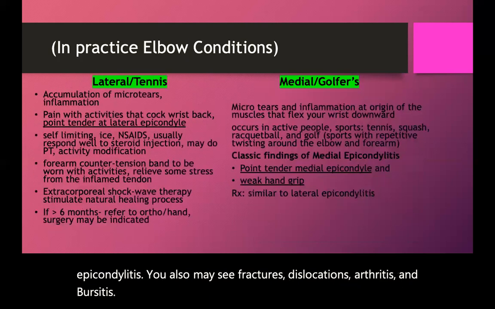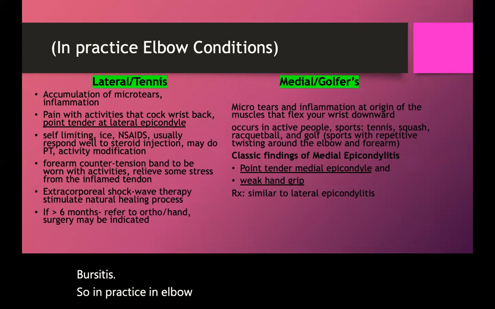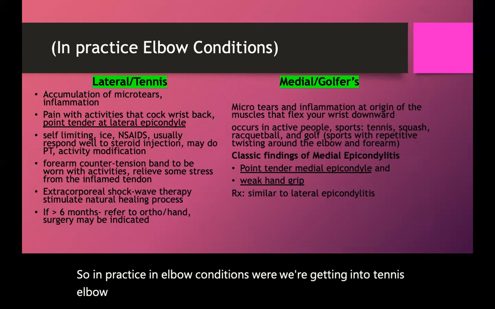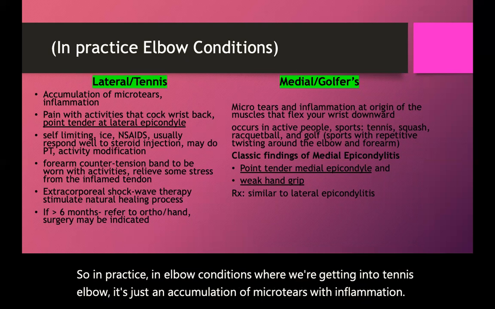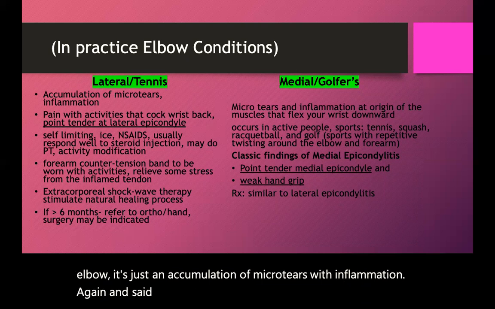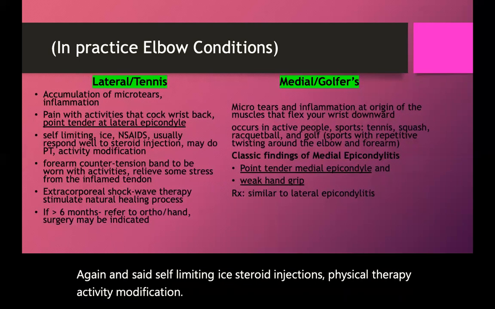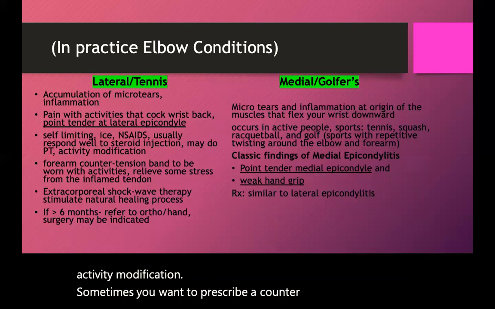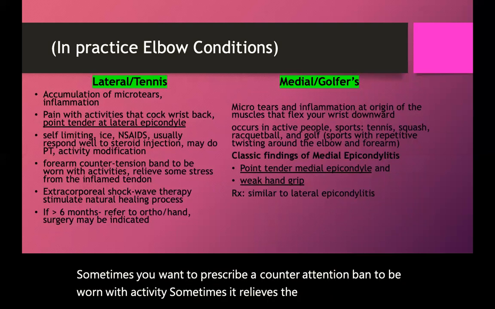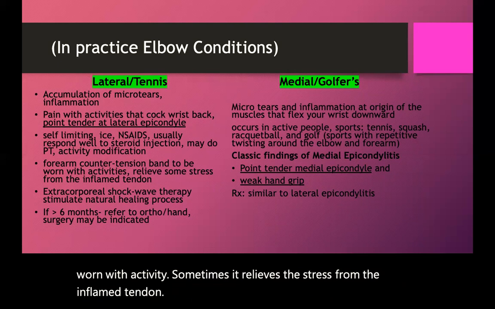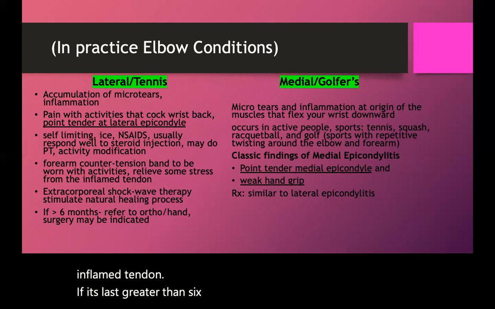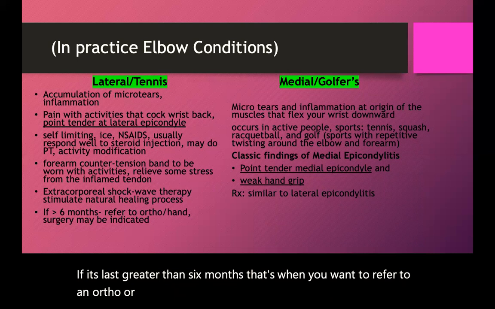So in practice, in elbow conditions, when we're getting into tennis elbow, it's just an accumulation of micro tears with inflammation. Again, NSAIDs, self-limiting, ice, steroid injections, physical therapy, activity modification. Sometimes you want to prescribe a counter tension band to be worn with activity. Sometimes it relieves the stress from the inflamed tendon. If it lasts greater than 6 months, that's when you want to refer to an ortho or a hand surgeon because it may be indicated.